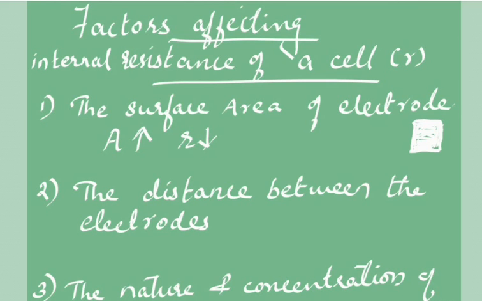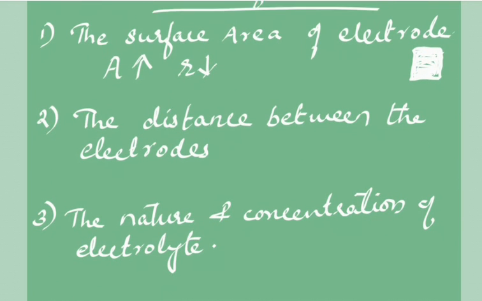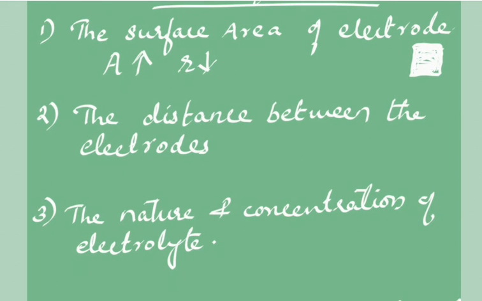Now the second factor that affects the internal resistance is the distance between the electrodes. Distance between the electrodes means the distance between the positive anode and negative cathode. If D is the distance between the electrodes, then if the distance is more, the internal resistance will also be more. So that is the relation. The more the distance between the electrodes, the more the internal resistance.